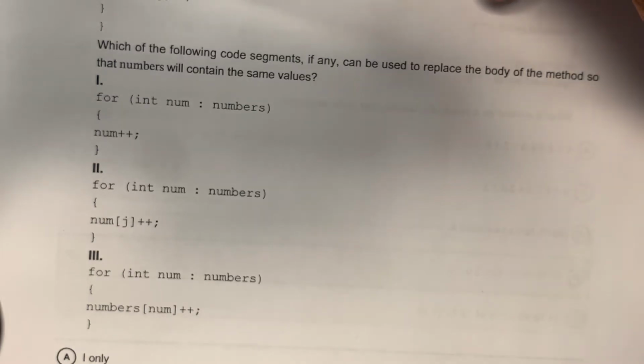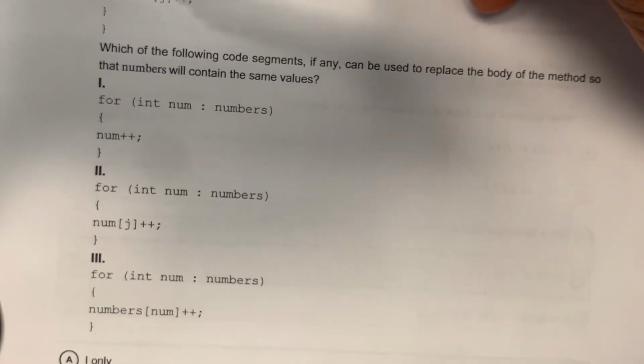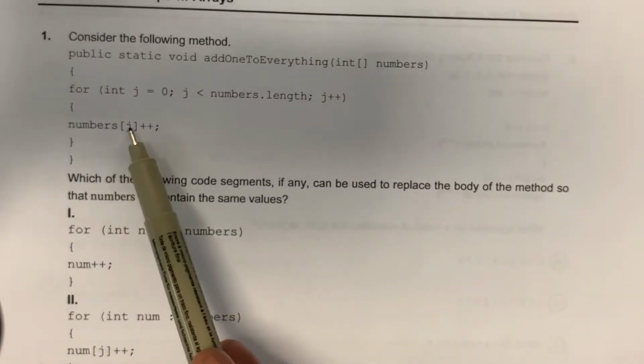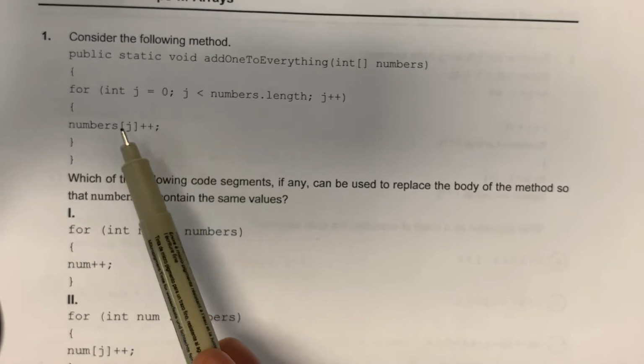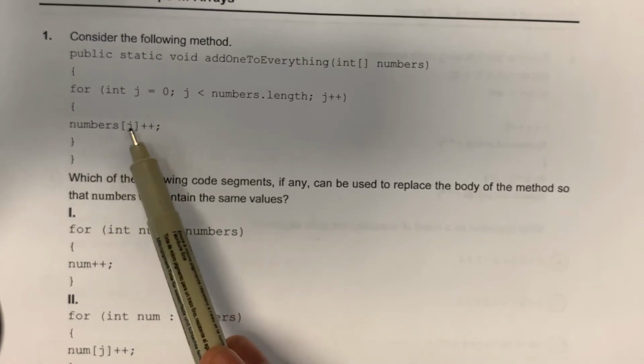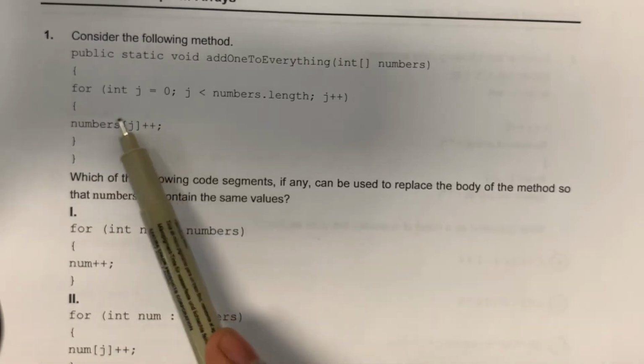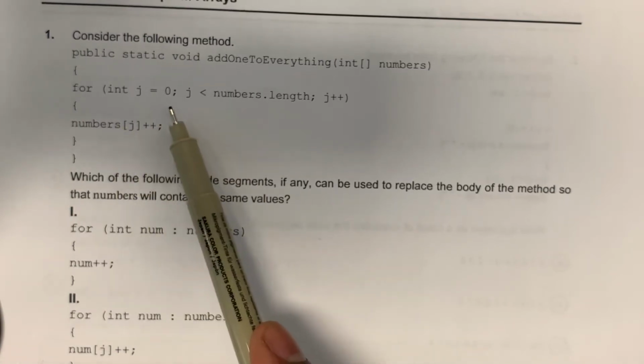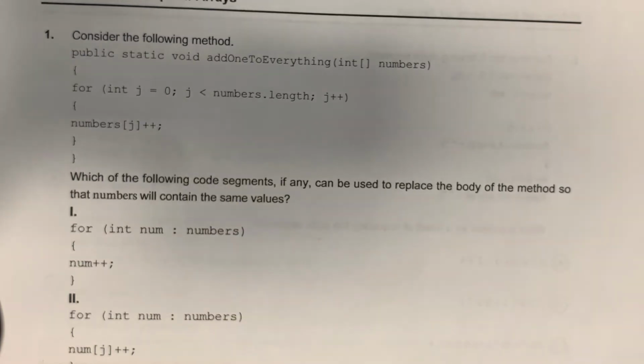So if we did numbers 0, for instance, the plus is going to take whatever value is in numbers position 0, add 1 to it, and put that value back in for numbers 0. And you're going to do that for every value in that array.